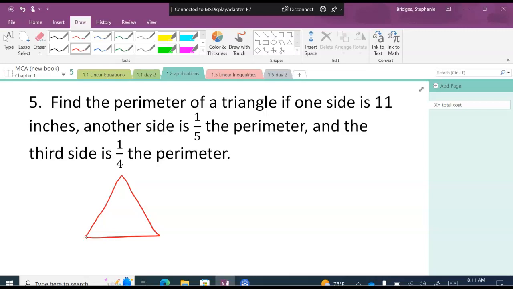It says one side is 11 inches. Okay, I'm just reading the question. If one side is 11 inches, does it matter which side I say is 11? No. Okay, so I'm going to just label one of them 11.